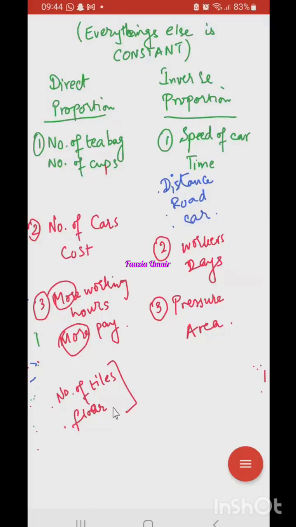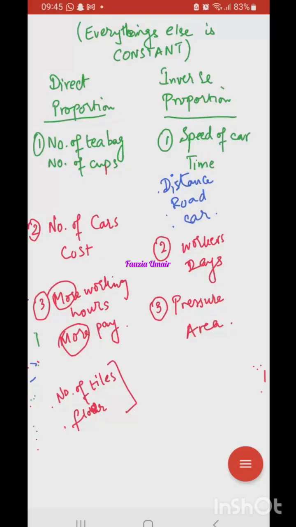So number of tiles and the floor that can be made out of those tiles. What kind of proportion is this? Number of tiles and the floor you can make with those tiles. Direct proportion. That's right. So the more the number of tiles, the more floor you can make. That is how they are related.